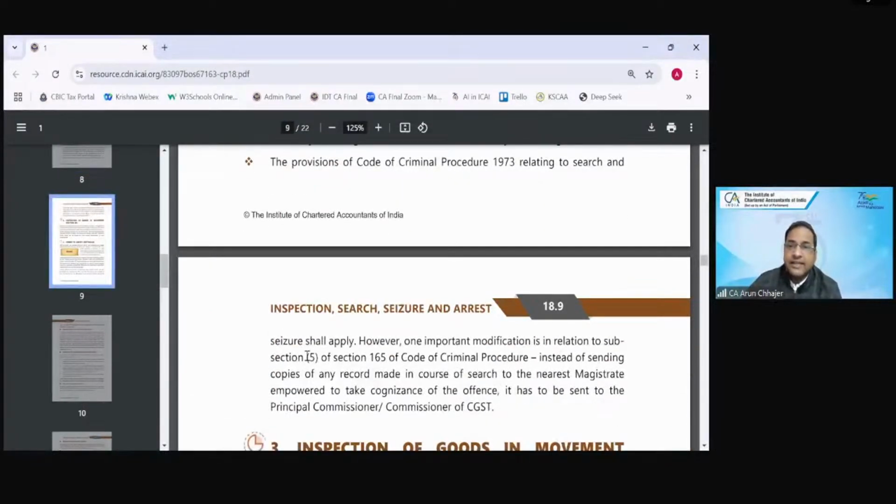The CRPC relating to search and seizure shall apply. However, one important modification: instead of sending the copies of the record made in the course of the search to the nearest magistrate, it has to be sent to the principal commissioner or commissioner of the GST. मतलब क्या होता है कि CRPC में if you refer this provision, then they are talking about sending to the nearest magistrate. So for this purpose only, the word magistrate has been replaced with the word commissioner. ठीक है. Except this, rest all provisions are same.